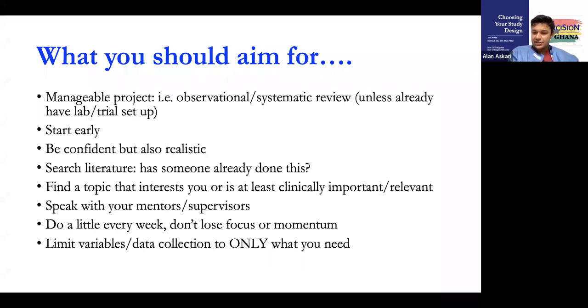Find a topic that interests you or is clinically important or relevant. Think, how important is this? Is this really a clinical problem? Are people going to be interested in reading this? And that's where your mentors and your supervisors can help you, because they're going to have more experience in the field.